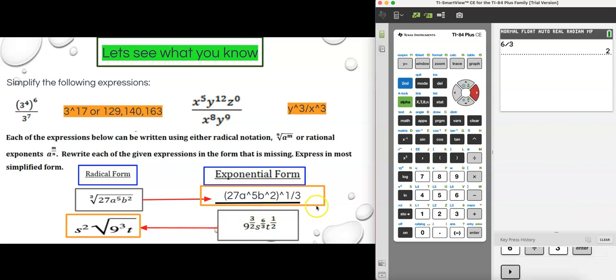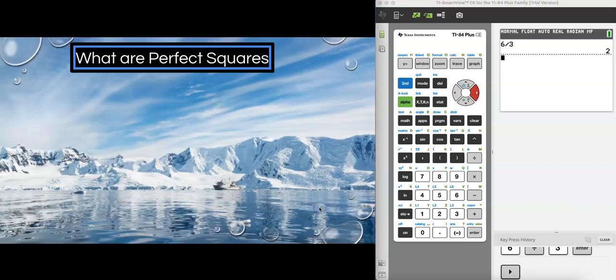So today we're going to be looking at simplifying radicals, and we all know what a radical is. First we want to start out with, what are perfect squares? So 4 is a perfect square because when I multiply 2 times 2, I get 4. Notice how the two things being multiplied are the same number. 9 is a perfect square.